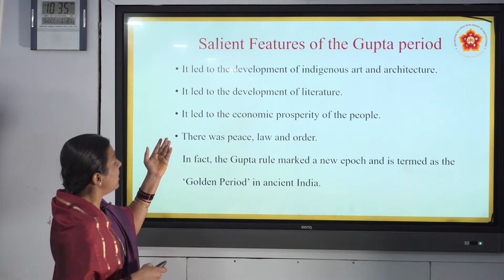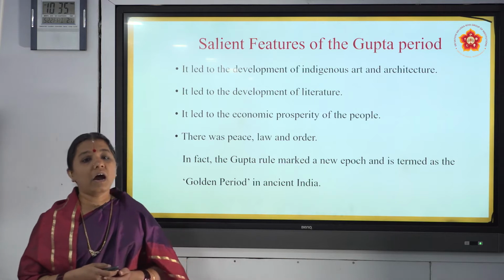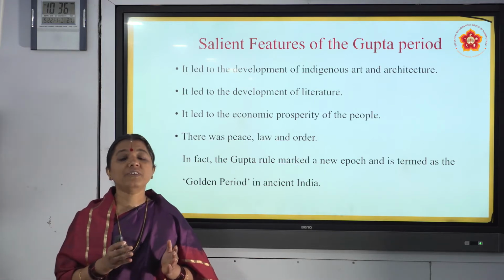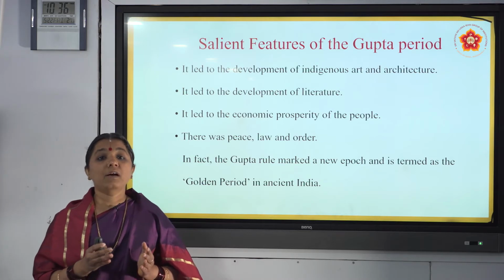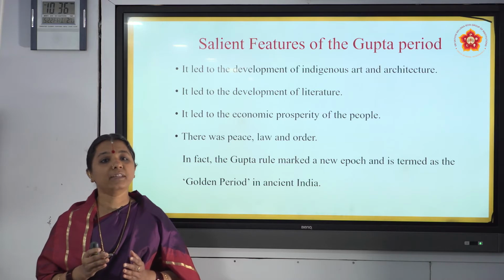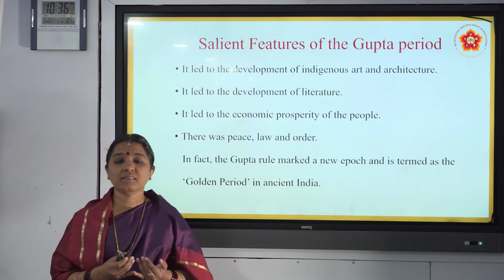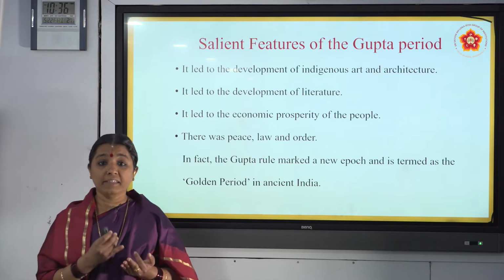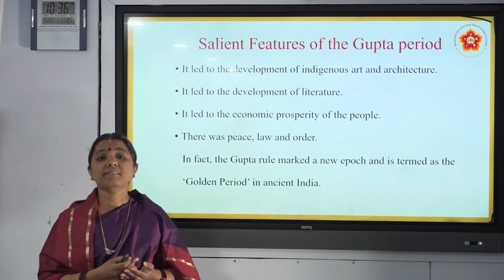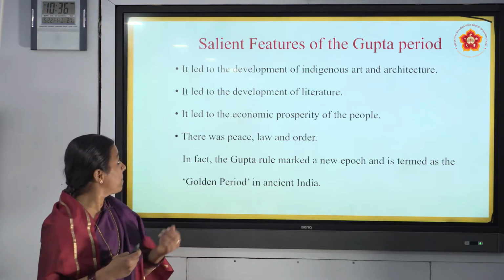Next being, it led to the development of indigenous art and architecture. The basic structural features of Indian temple architecture were designed during the Gupta period. Places like Banaras, Udayagiri and Devgarh became the centers of artistic activity.